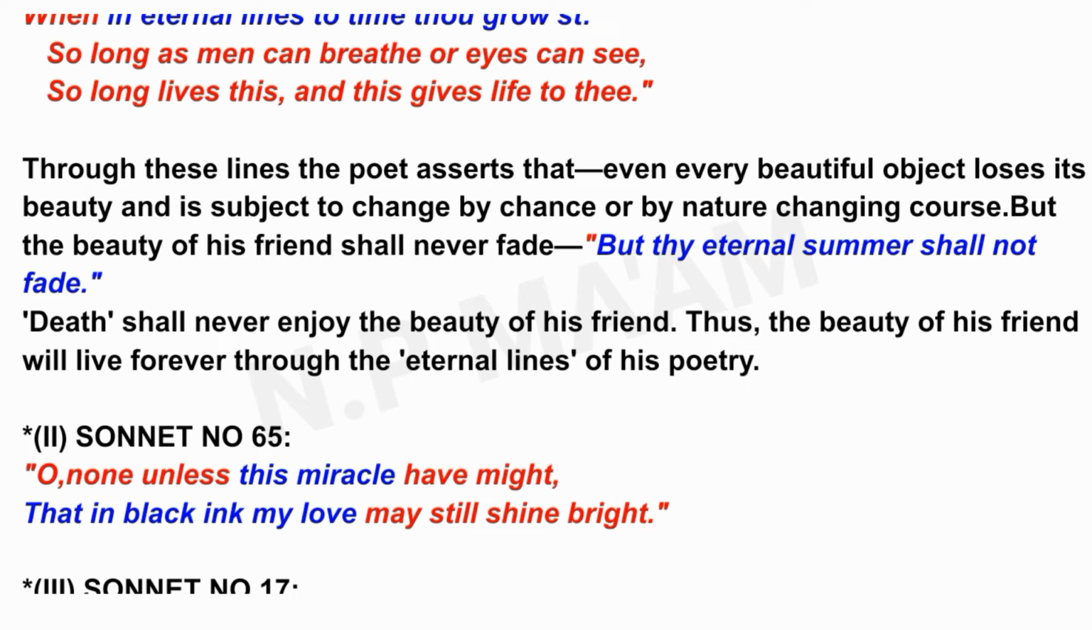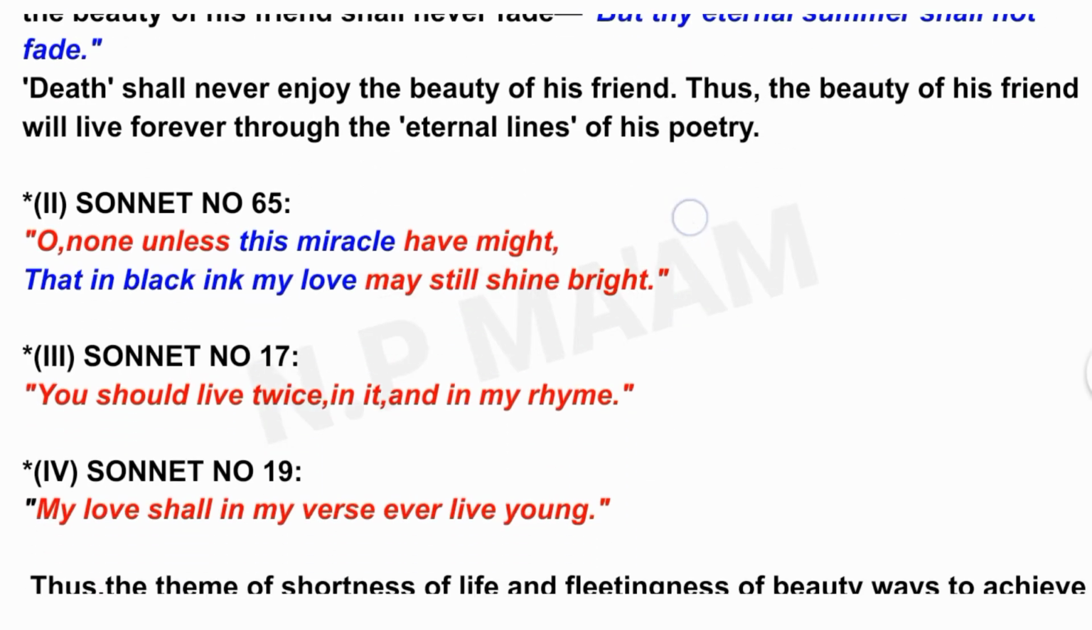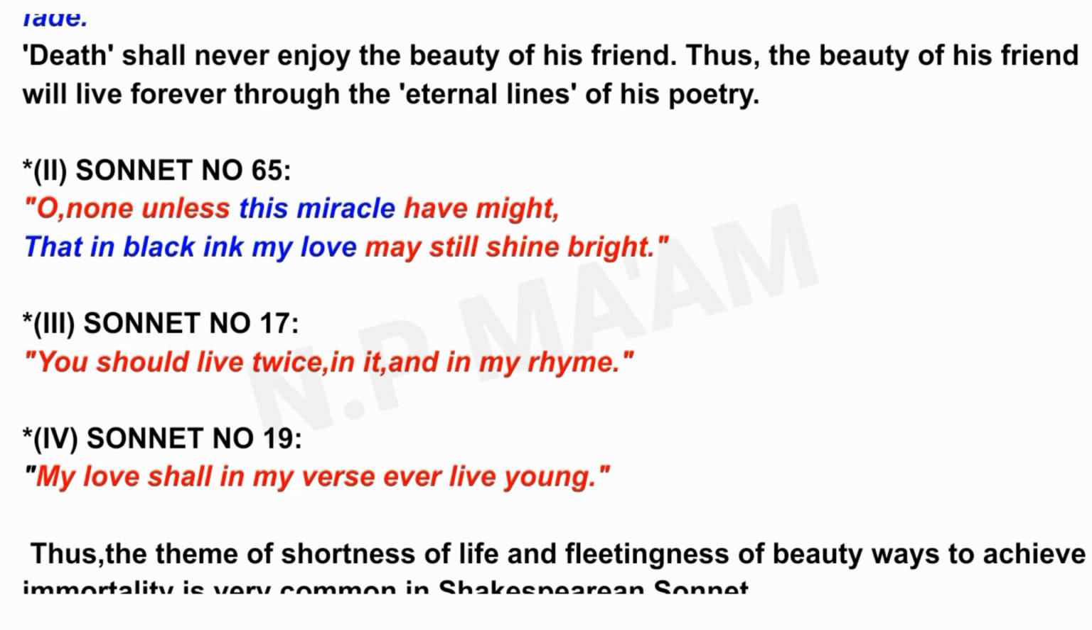Okay, here you see the highlighted line, the eternal lines. So the poet says that the beauty of his friend will live forever through the eternal lines of his poetry, and this sonnet gives his friend a chance to renew his life twice. Okay, students, now come to sonnet number 65.